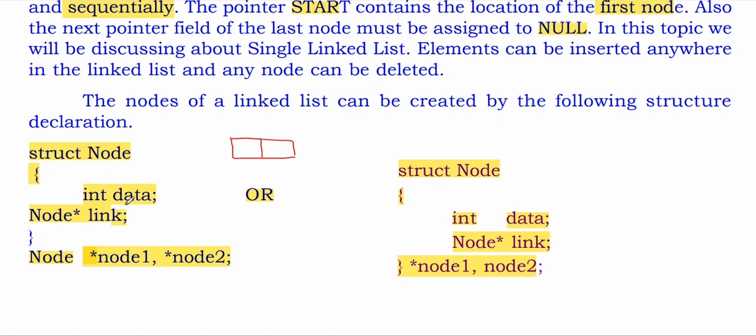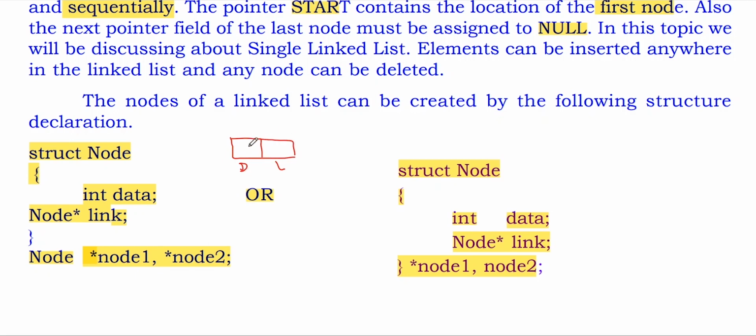So this is data. I'll write D only here, because it's very difficult for me to write data, and I'll write L here. So link. This is where you are going to store the data, and this is where you are going to store the pointers. So for node 1, how do you access this D? Node 1 dot D, node 1 dot L. This is how you access the members.